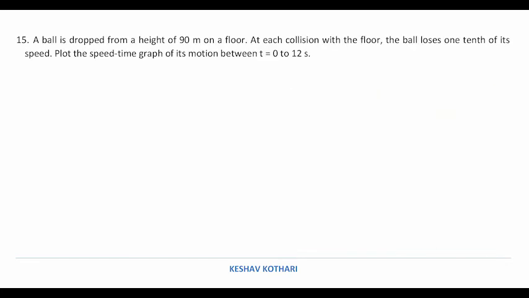So the question is stating, a ball is dropped from a height of 90 meter on a floor. At each collision with the floor, the ball loses 1/10 of its speed. Plot the speed time graph of its motion between t equals 0 to t equals 12 seconds. So now we are going to discuss till 12 seconds, and every time the ball bounces, it loses 1/10 of its speed. We are worried about the speed time graph, so we are not worried about the directional aspect. We only have to consider the speed.